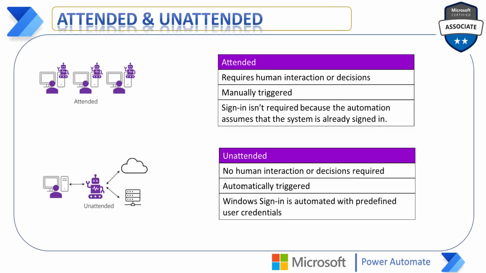In unattended mode, it will be triggered automatically. The automation process can be triggered automatically from another system or service or on a schedule basis. Here, Windows sign-in is automated with predefined user credentials. There you can see in attended mode, sign-in is not required because it is assuming the system is already signed in. In unattended mode, Windows sign-in is automated with predefined user credentials. These are the things which we have for the attended and unattended modes.